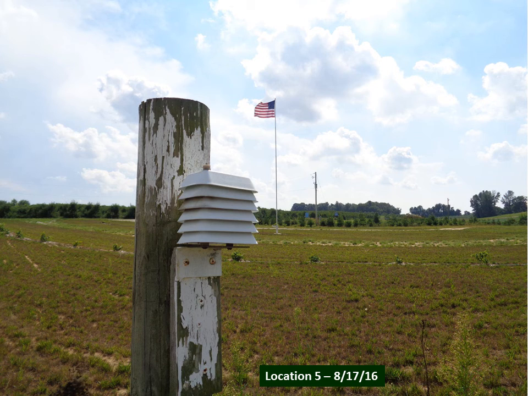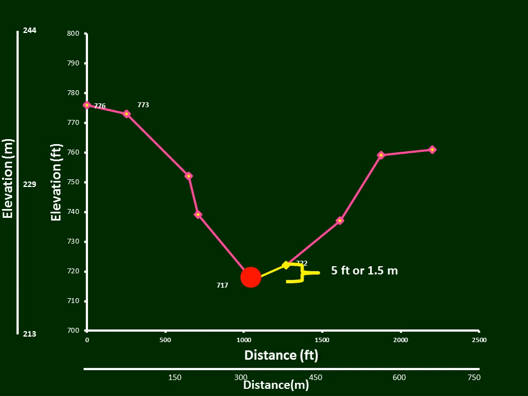There's a picture at location 5. We're now going to travel past the flagpole over to that utility pole right there, and right at the base of that utility pole is location 6. It's about 5 feet higher in elevation there. Just a gentle climb starting back out on the other side of this small valley. It's going to look like that. 5 feet up, and we're not going to travel very far.